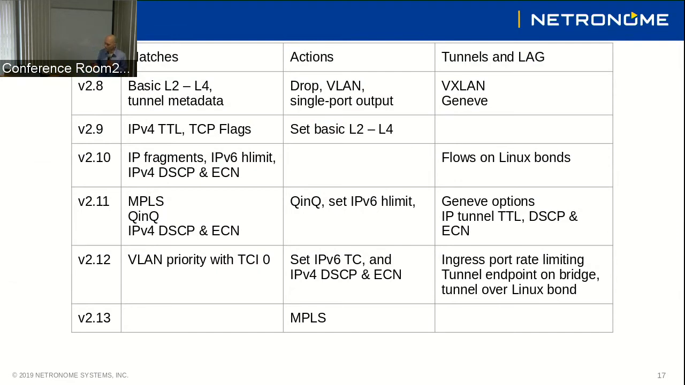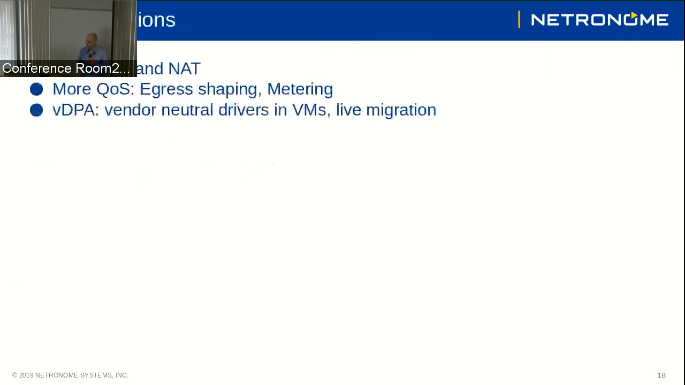So where is this going? Looking into the future, or maybe not so far into the future. There's been great work done recently on conntrack and NAT support. I entirely expect this to be useful within, say, the first quarter of next year. When I say useful, I mean upstream and able to be used.